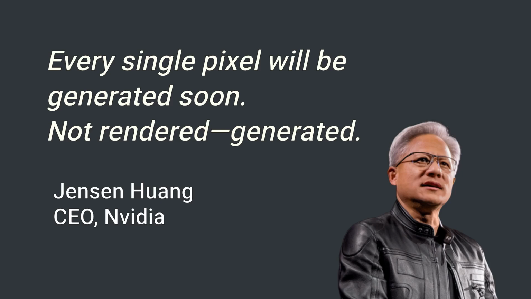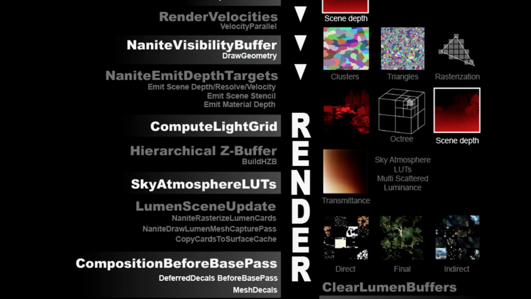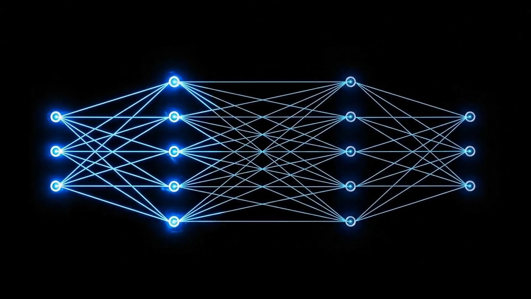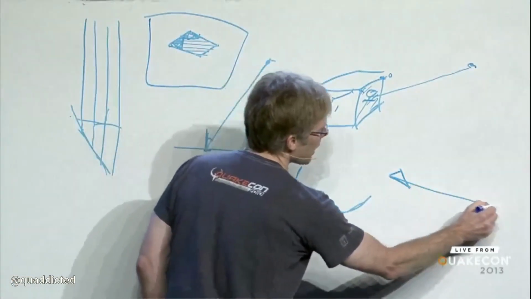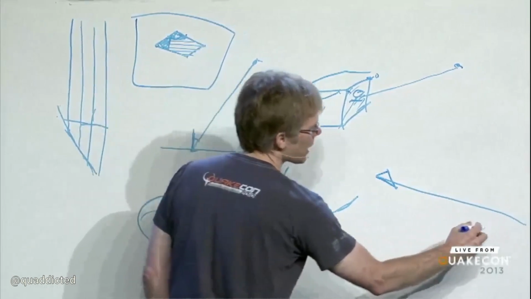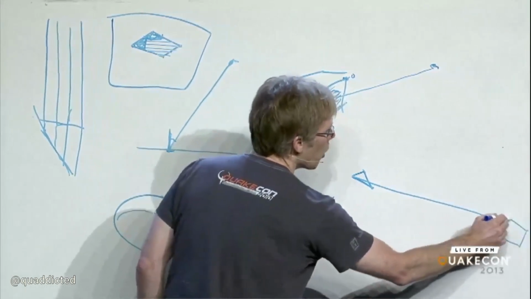Every single pixel will be generated soon. Not rendered, generated. Jensen is saying, get rid of all that stuff. In its place, swap in a digital mind that can imagine the frames of the flipbook. When a machine learning model imagines a frame, it's not bogged down in the complex math of reflections and refraction and materials absorbing photons. It just knows what stuff should look like and imagines it for you in pixel-perfect detail.